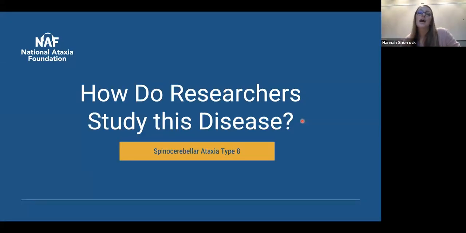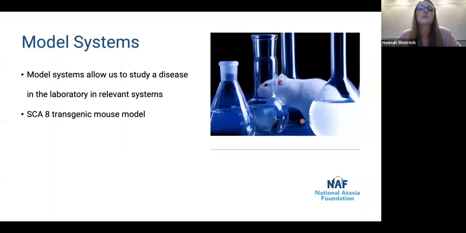So I'm now going to transition to talking about how we can study Spinocerebellar Ataxia type 8. So in the lab, we need model systems that will allow us to investigate why these mutations are causing the disease symptoms, and to start to think about how we can develop therapies to prevent that process from happening. So to do that, we need model systems, and these need to be really disease-relevant systems.